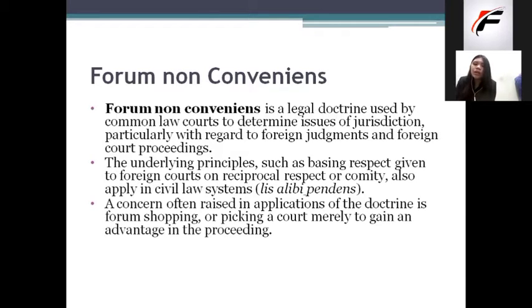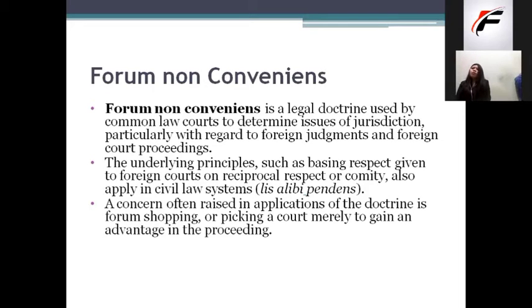jurisdiction, particularly with regard to foreign judgments and foreign court proceedings. The underlying principles, such as basing respect given to a foreign court on reciprocal respect or comity, also apply in civil law systems. Lis alibi pendens. A concern often raised in the application of the doctrine is forum shopping, or picking a court merely to gain advantage in the proceeding.